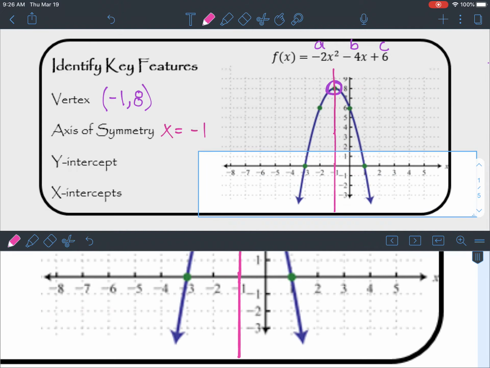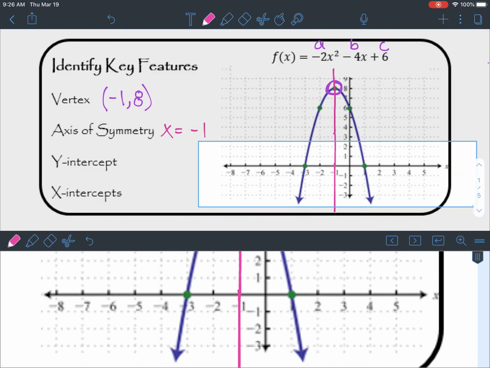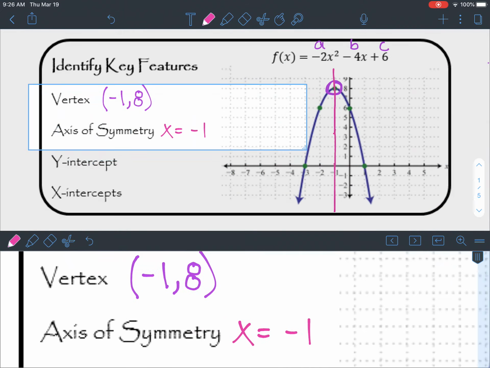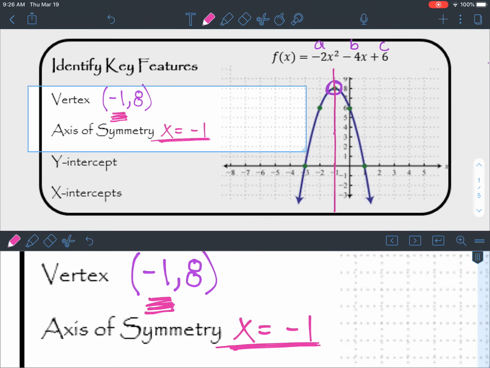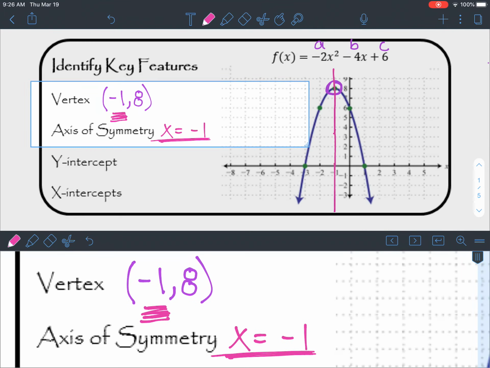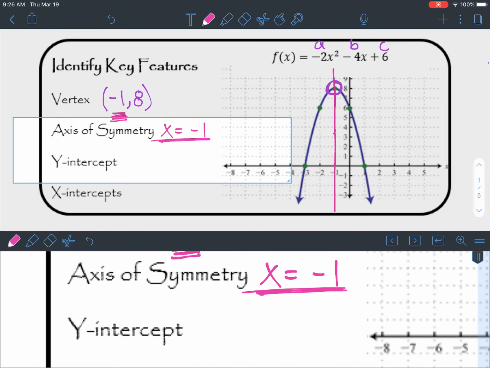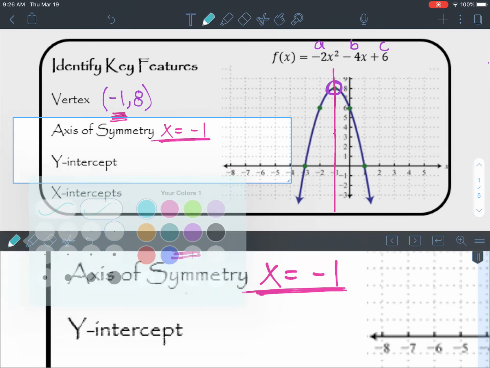That is that pink line there. That is the line x equals -1. And whenever we write our axis of symmetry, it's always going to correspond to that vertex point. If you notice, my x value in my vertex was -1, and my axis of symmetry is -1. And it's always your x value.